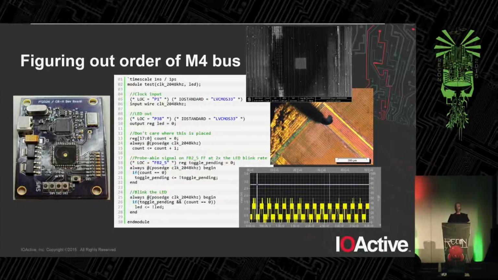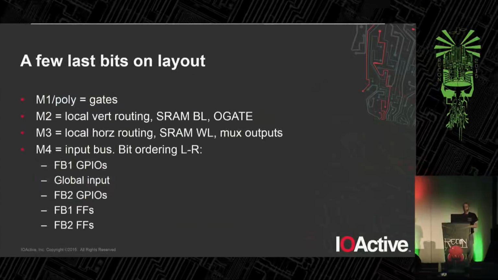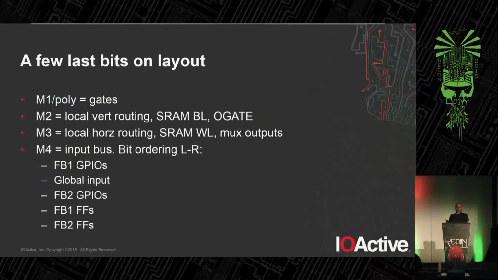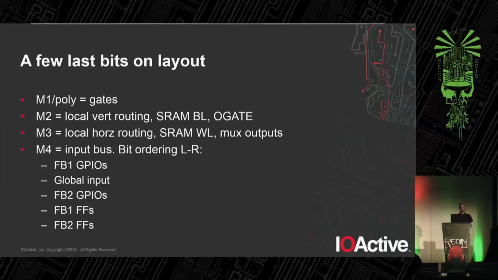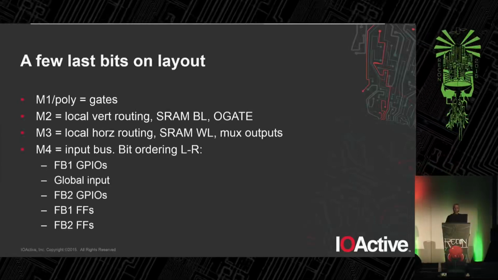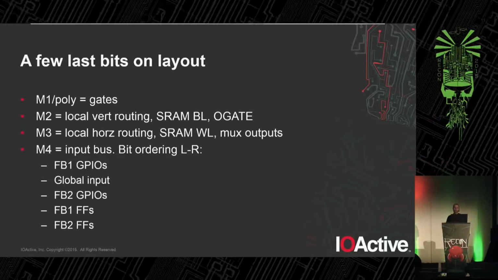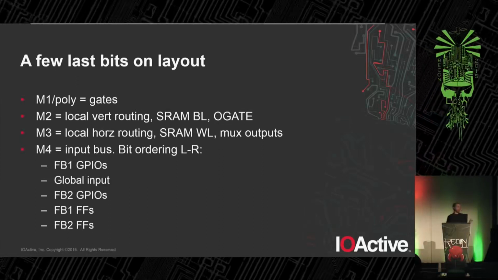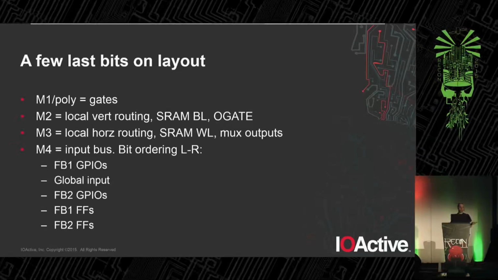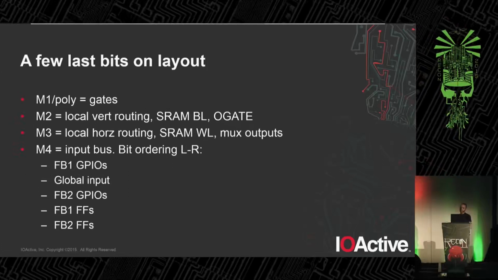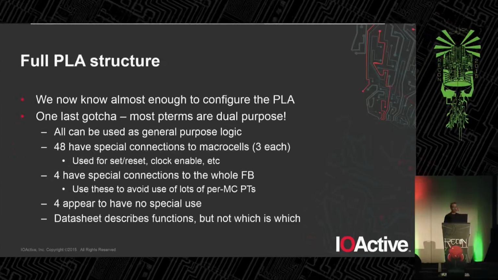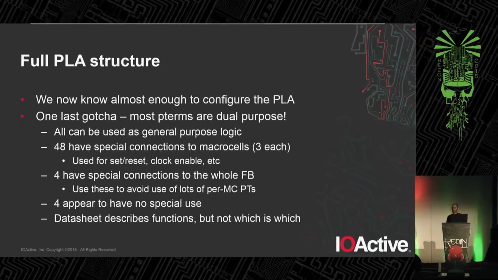So it didn't take too long to figure out the actual bit ordering. So here's the basic summary of the actual layout. We've got gates on metal 1 and poly. Metal 2 is vertical routing, SRAM bit lines, O-gate, then horizontal routing on M3, then M4 is the input bus. It turns out the actual ordering is the GPIOs for function block 1, the global input, GPIOs for function block 2, then the flip-flops left to right. So now we know pretty much enough to configure the PLA.